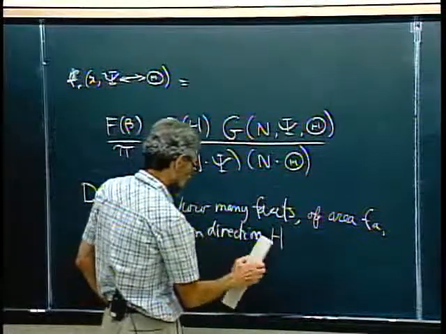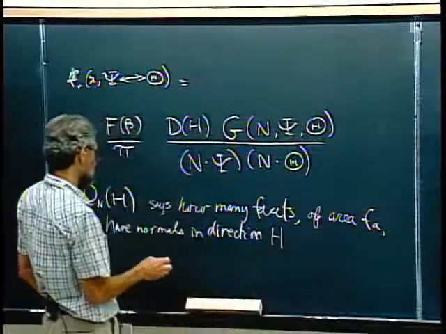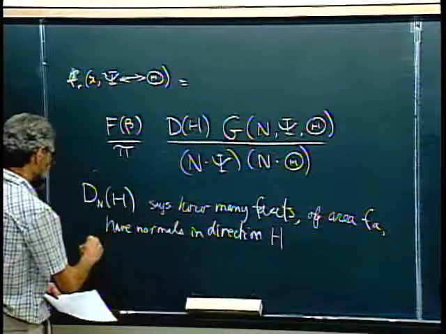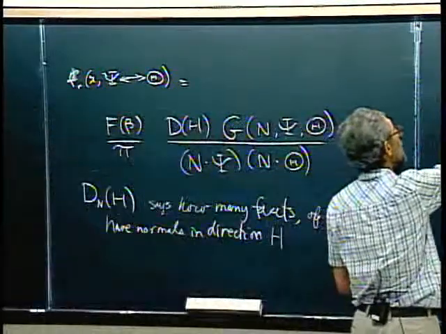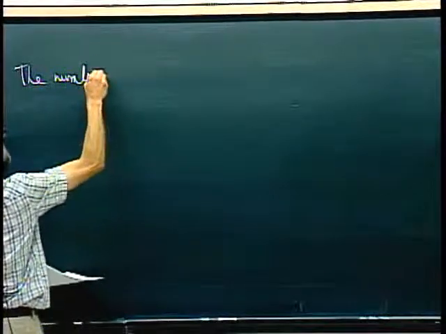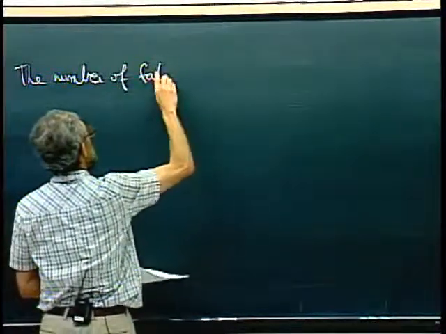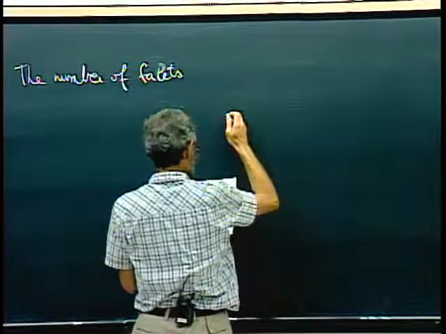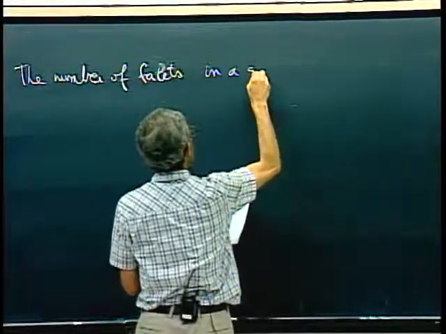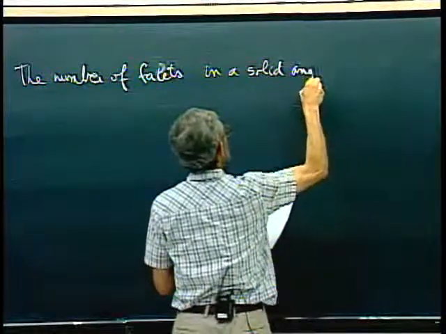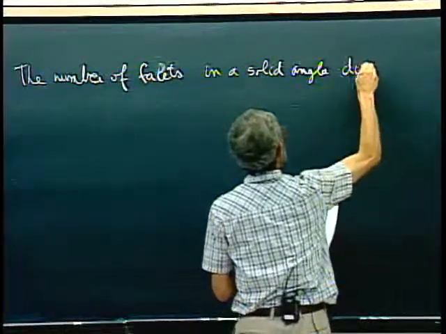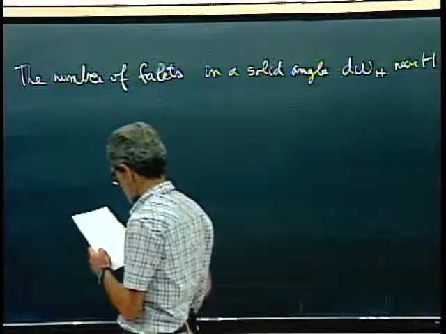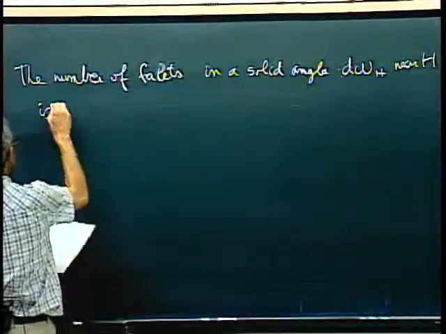So what that means is it's a distribution function. And so if we really want a number, maybe I'll put it on the board here, the number of facets in a solid angle, say d omega h near H, is okay.